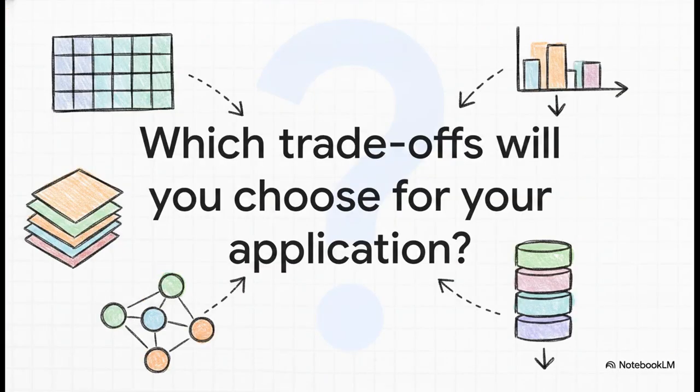Knowing the strengths and weaknesses of highly structured relational tables, dynamic and flexible document models, deeply interconnected graph databases, and immutable event logs, the choice is now entirely yours. How will you structure your information to build something incredible?